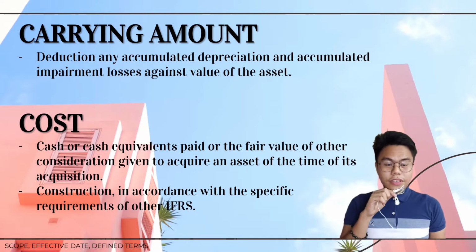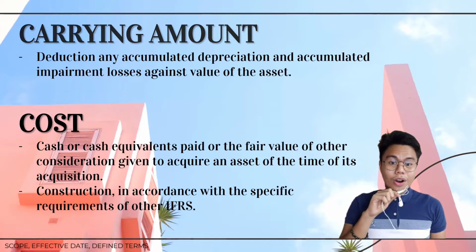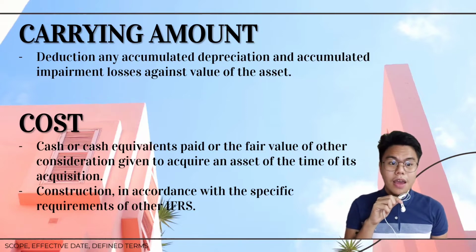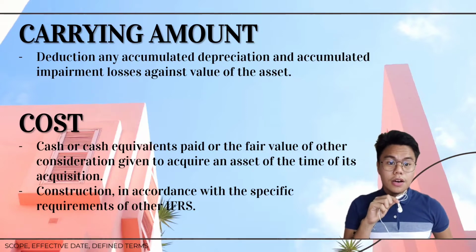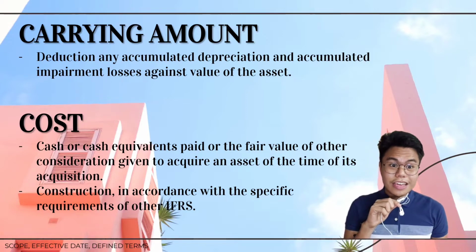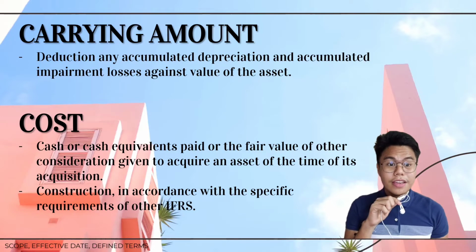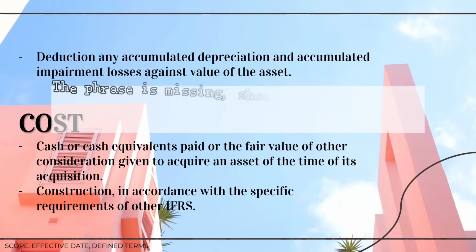Next term to consider is cost. Normally, it will be used as an expense, an operating expense. But in this module, cost is the cash or cash equivalents used, or the fair value of other consideration given, in acquiring or constructing the asset at the time of its acquisition or construction. So it is required by the International Financial Reporting Standard that construction may be included in the acquisition of the asset.